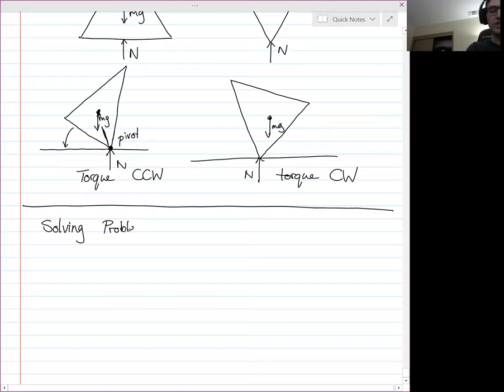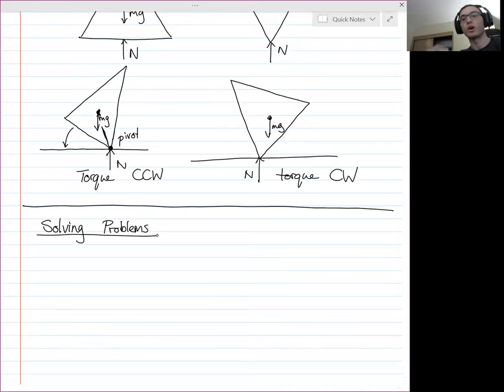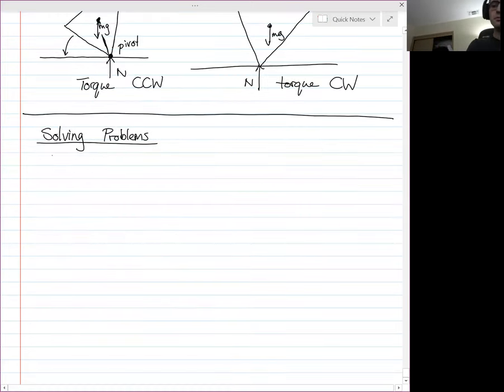These are statics-like problems. Now, not all problems will involve the object being in static equilibrium. Sometimes the object will be accelerating or something like that, but you can use the same techniques for all of these types of problems that involve torque and force.